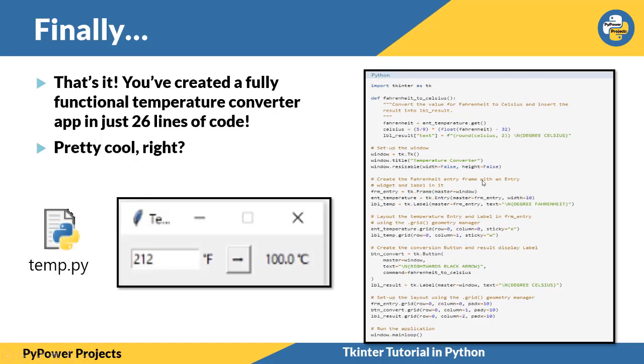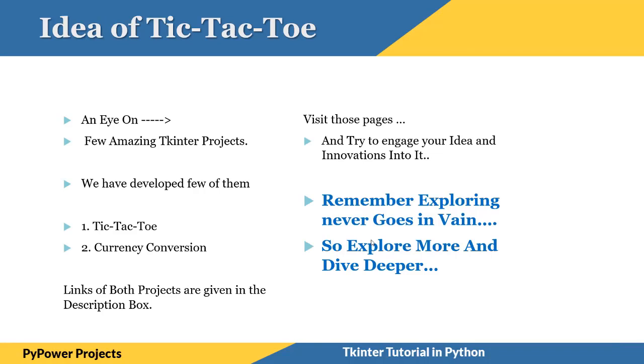Okay, so this is the whole code. I will just write something in Fahrenheit, click this button, and I will get the value in Celsius. It is just 26 lines of code and we have covered almost everything, or tried to cover the aspects of whatever we studied till now. But this is not the end. Again I repeat myself, this is not the end, it's just a beginning.